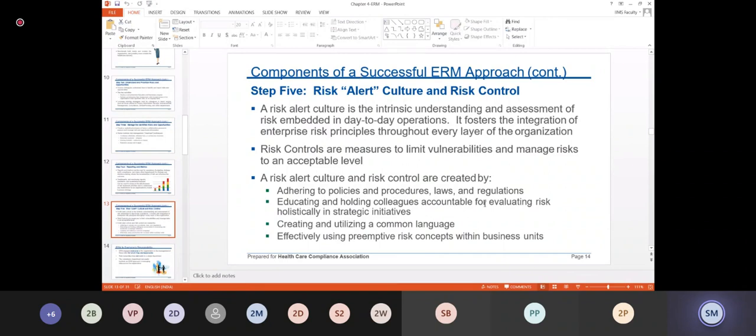Come up with preemptive, that is proactive, risk plans and action plans. Prepare them and be ready with those plans. If a risk arises, you can come with these things. So these are the steps of enterprise risk management.